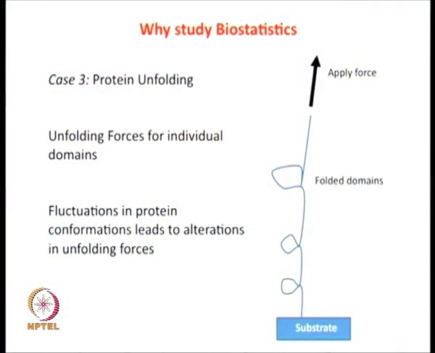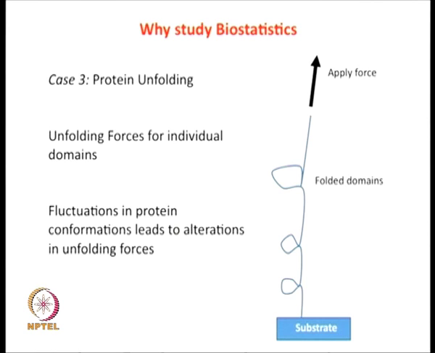Under these conditions, you want to understand what is the statistics of protein folding, how much force do I need to exert for a particular domain of a protein to unfold. For that, what you can do is you can use techniques like atomic force microscopy to pull on the protein, and what you will measure essentially is the force which is required to open up a given domain.